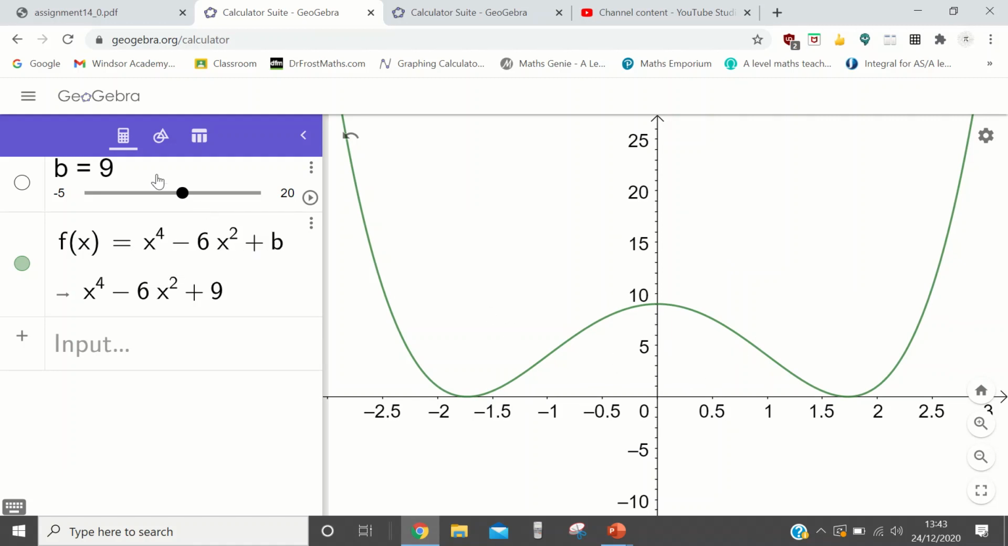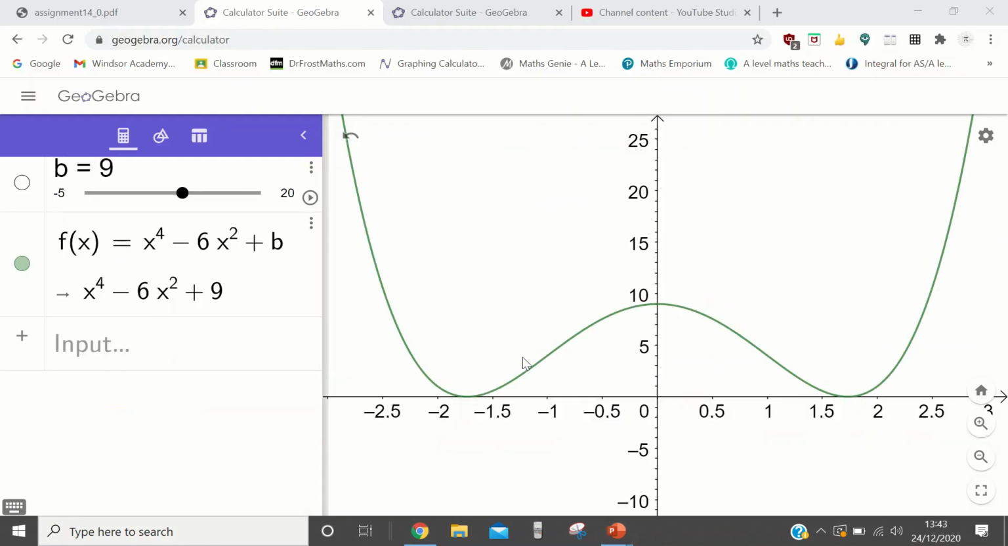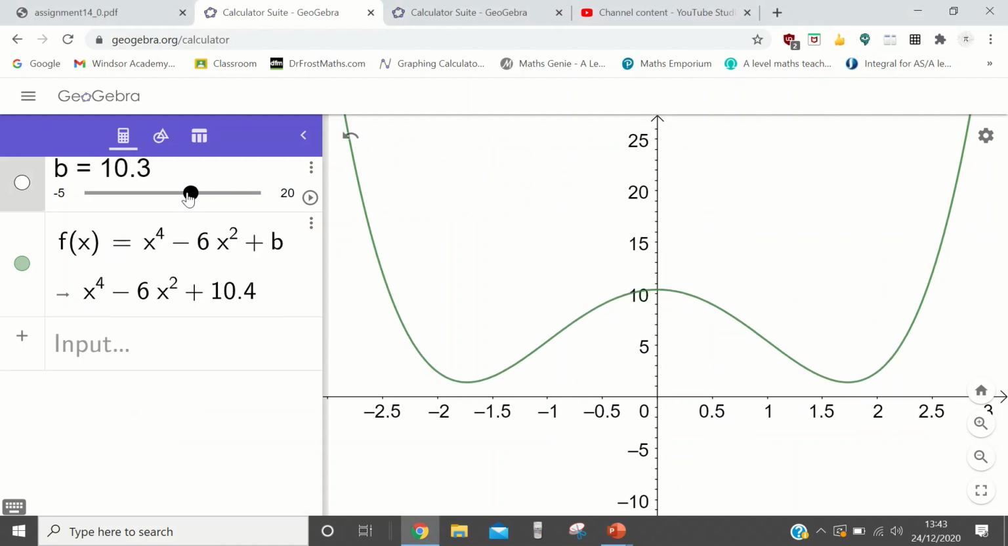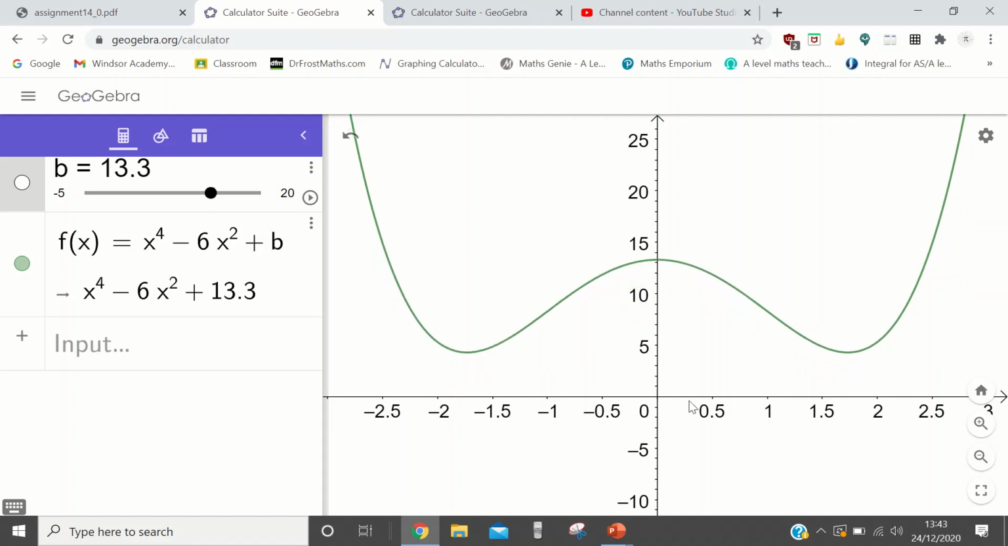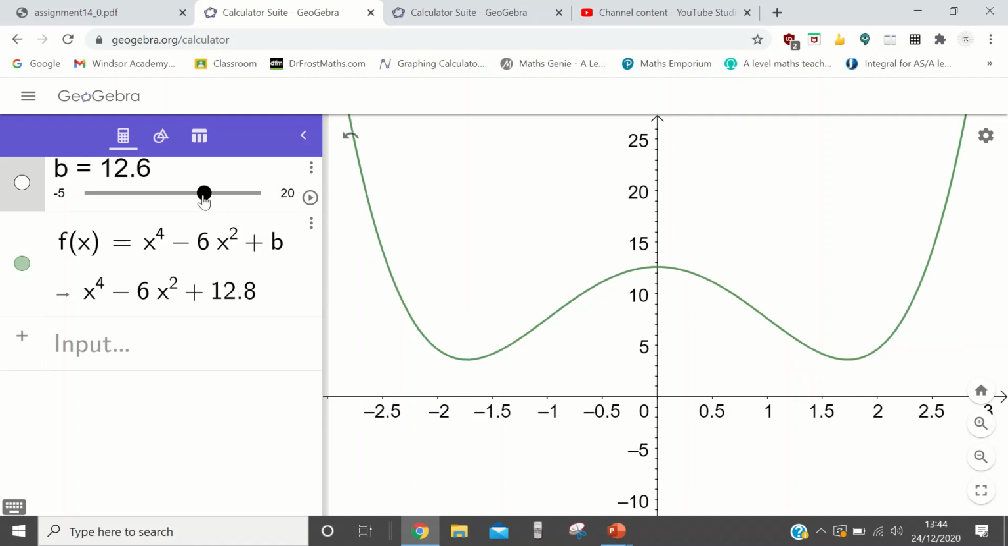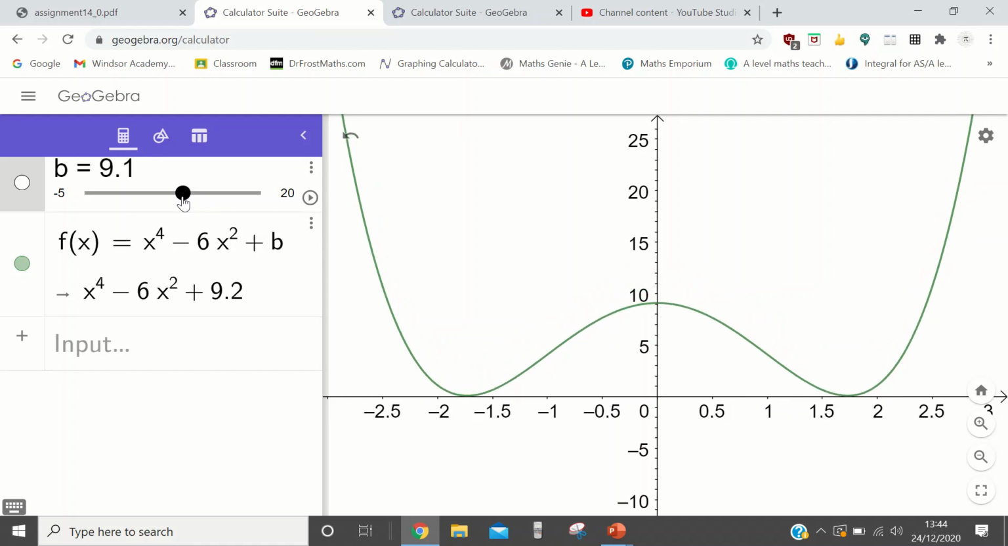I've got my b here, which is currently 9, so that's the same as what I have here. It just looks a bit different. Now, what happens if I change b? What happens if I make b bigger? Well, we can see immediately, as soon as I make b bigger and the graph translates up, I end up with no roots. I have no values for which this graph is 0. It's all above the line. So as soon as b is anything bigger than 9, I have no roots.